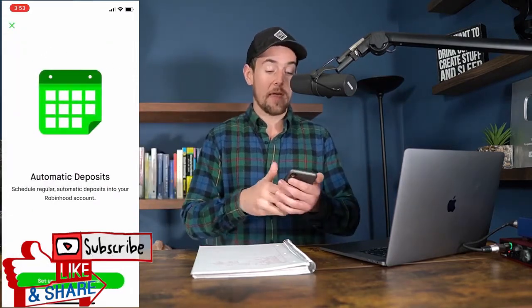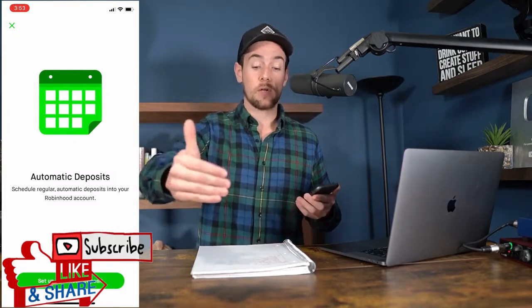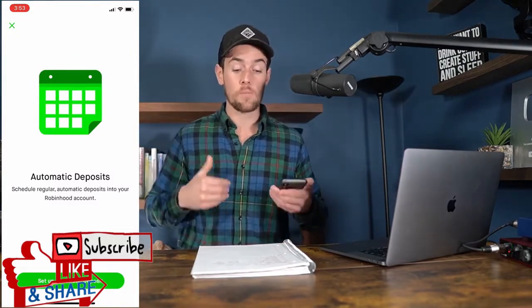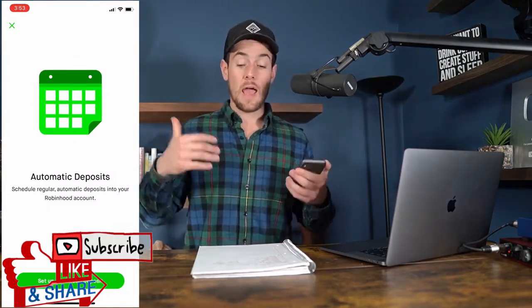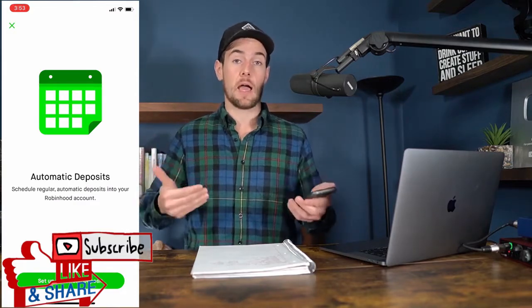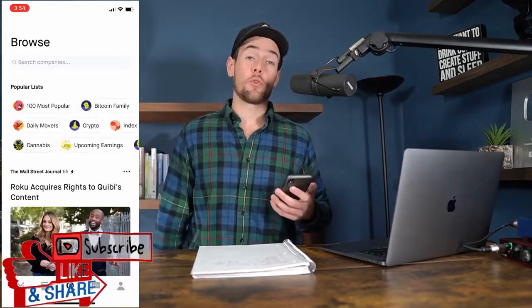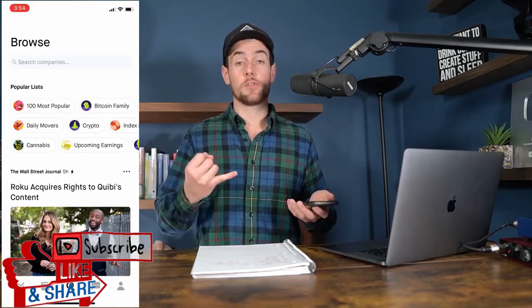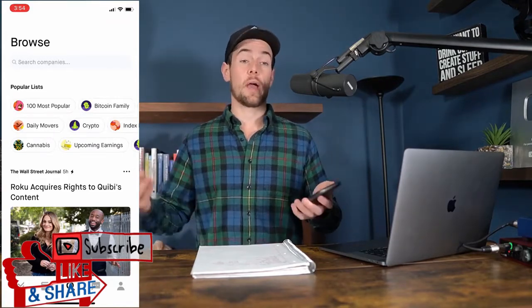So anyway, guys, that covers the banking side and how to get money in and out of your Robinhood account. What we're going to do now is show you how to purchase your first stock on Robinhood. So in order to purchase a stock on Robinhood, the first thing you have to understand is what stock you actually want to buy.